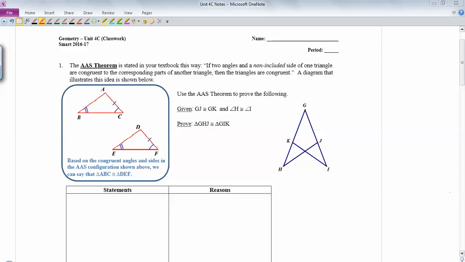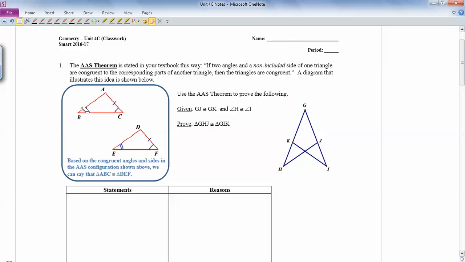Okay, so this is the 4C handout. In this one, it starts out with a new theorem, the angle-angle side theorem. That's what the AAS stands for, angle-angle side. So it says if two angles, like angle B here and angle C here, and a non-included side, a side that's not between B and C in this problem, so something like AC of one triangle are congruent to those same corresponding parts in another triangle.